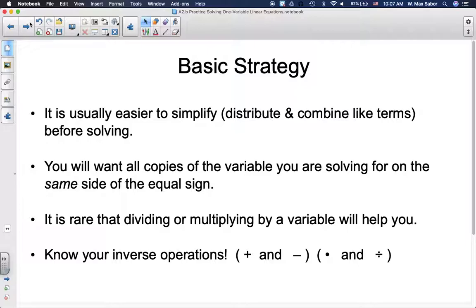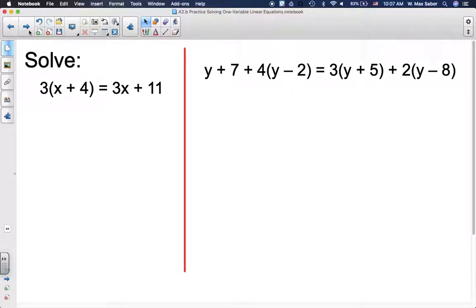It's rare that we're going to multiply or divide by a variable, and you need to know your inverse operations. When there's addition or a positive constant, we'll get rid of that with subtraction. If there's a negative constant or subtraction, we'll usually get rid of that with addition. Multiplication and division are also opposites. Okay, so distributive property comes first.